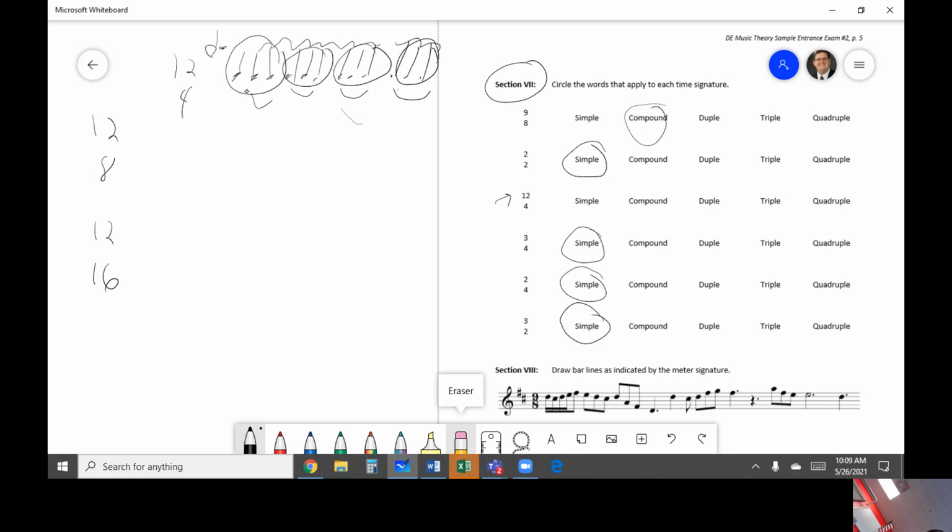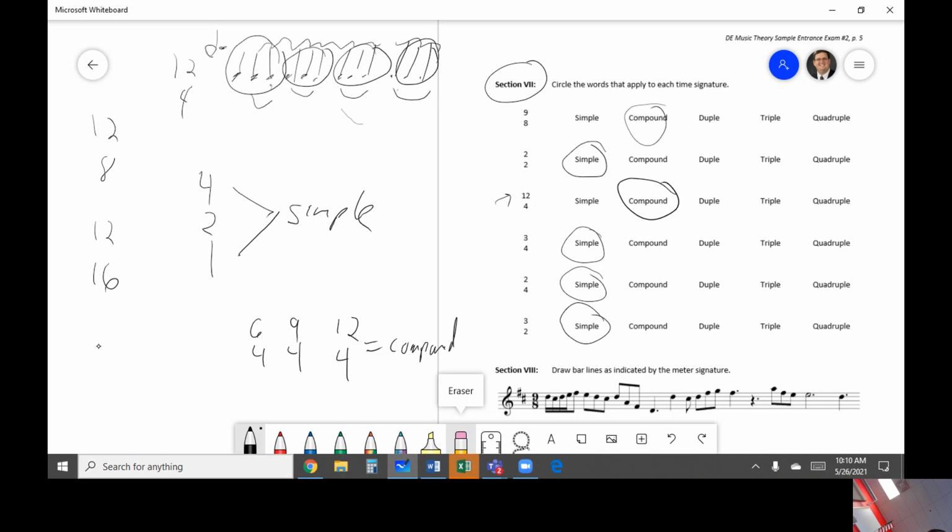But I guess we could say that in this sense, because these are functioning as 3 subdivisions of a larger beat, that 3 subdivision makes this compound. All right? So anything with a 4, 2, or 1 on the bottom is going to be simple. If you see 6-4, 9-4, or 12-4, I think it'd be better to put compound.